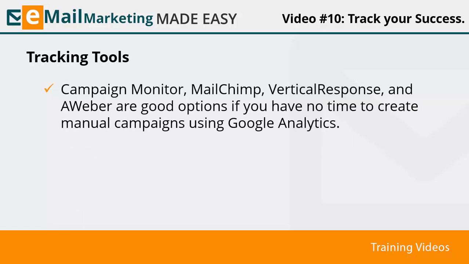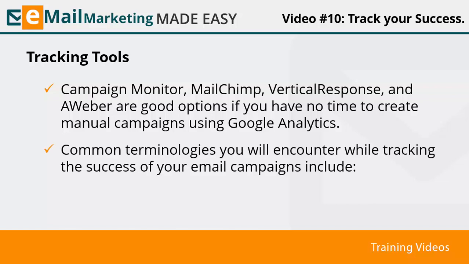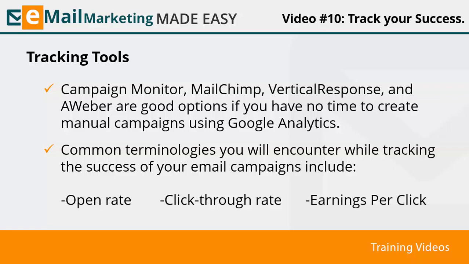Campaign Monitor, MailChimp, Vertical Response, and Aweber are good options if you have no time to create manual campaigns using Google Analytics. Common terminologies you will encounter while tracking the success of your email campaigns include open rate, a measure of how many people on your email list open a certain email campaign. Click-through rate, CTR, the number of unique visitors who click on your emails or links. Earnings per click, EPC, suitable for affiliate marketers.